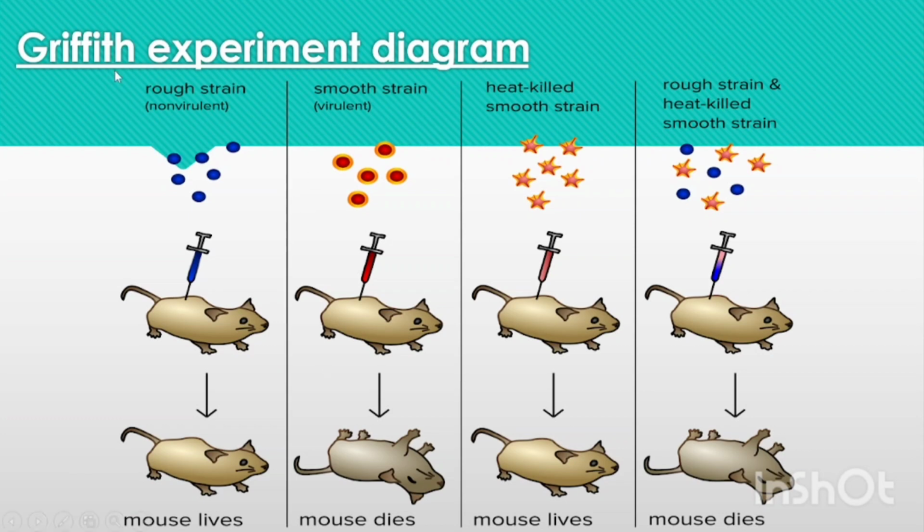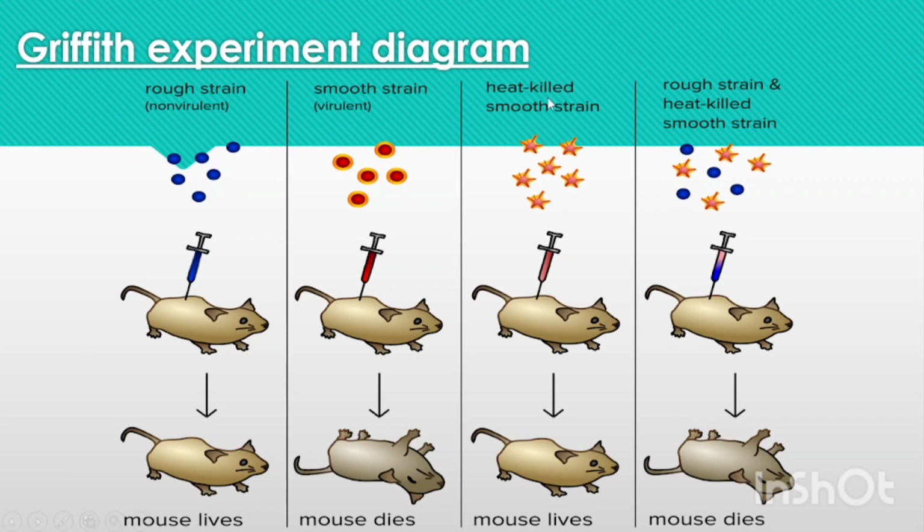Here's the diagrammatic representation of this experiment. Here we can see the rough strain, meaning the R strain, which is non-virulent. When it is injected into the mice, they survive because it is non-virulent. And there is the smooth strain, which is virulent. Here we can see the reddish-orange polysaccharide coating, which acts as a protecting layer, the outermost layer of the strain. When it is injected into the mice, they die.